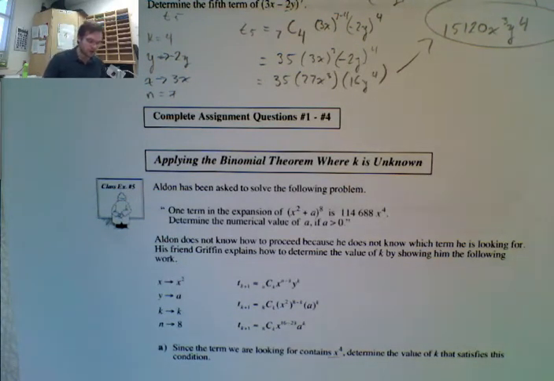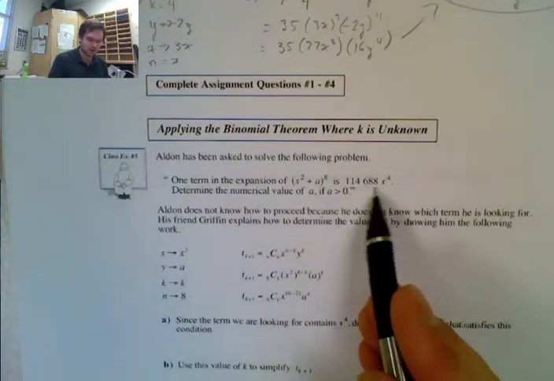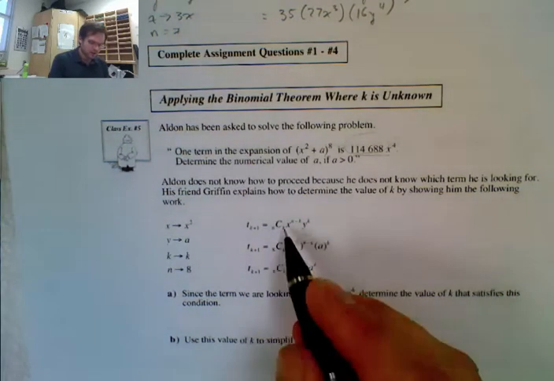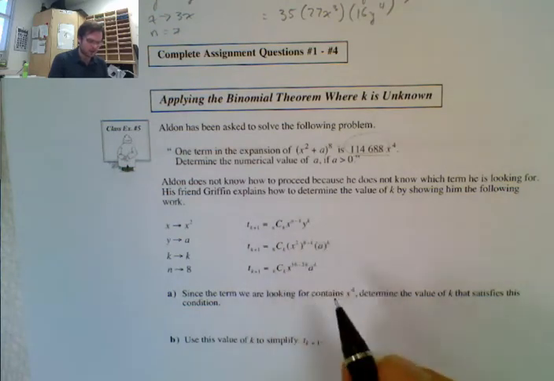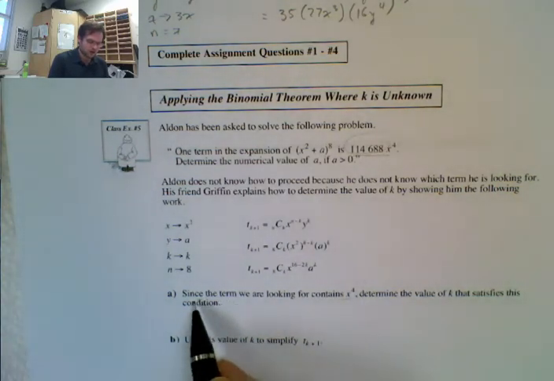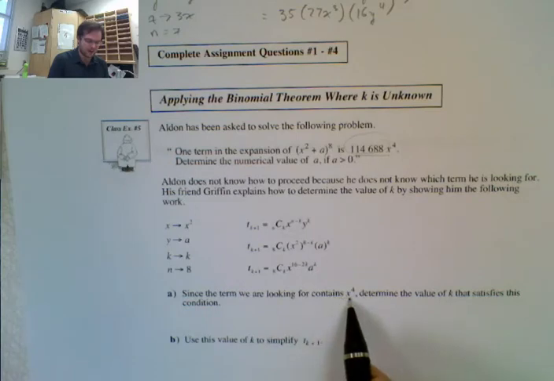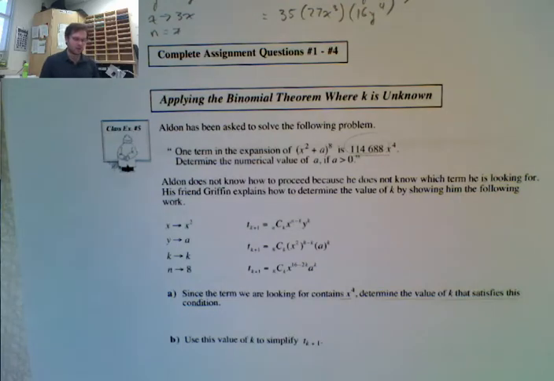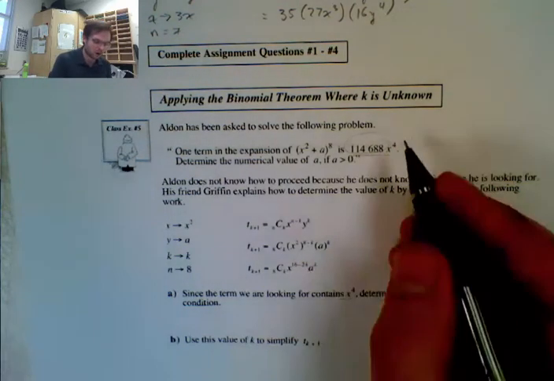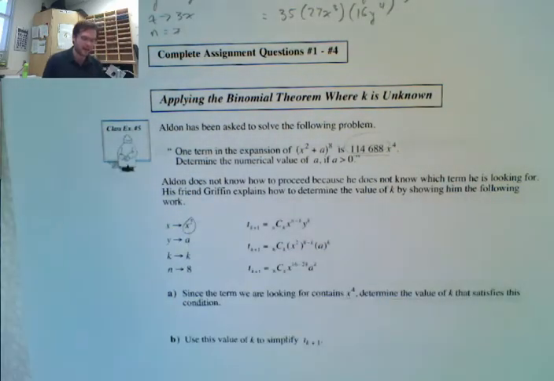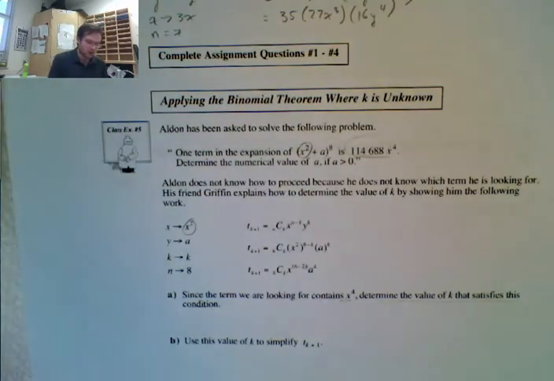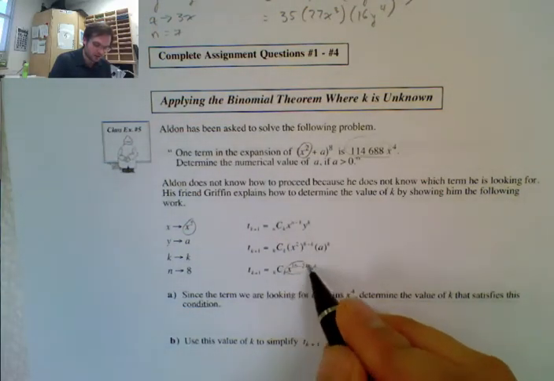Okay? So right here, we don't know which term is equal to this, but we can find that. Since the term we're looking for contains x to the power of 4, we can determine that k satisfies this condition. We won't know it's x to the power of 4, but remember, we're replacing x with x squared, because we have x squared there. So that's why when we put this in, we end up getting that there.